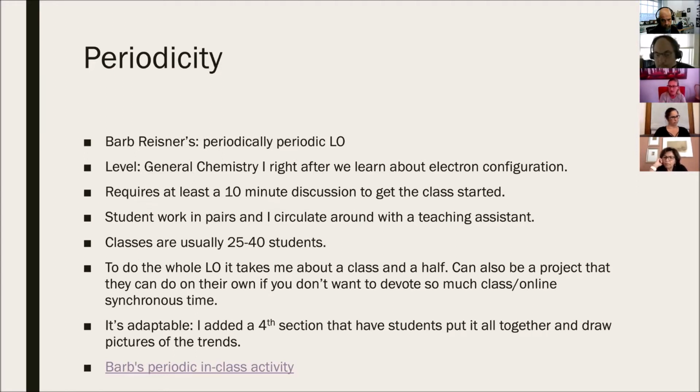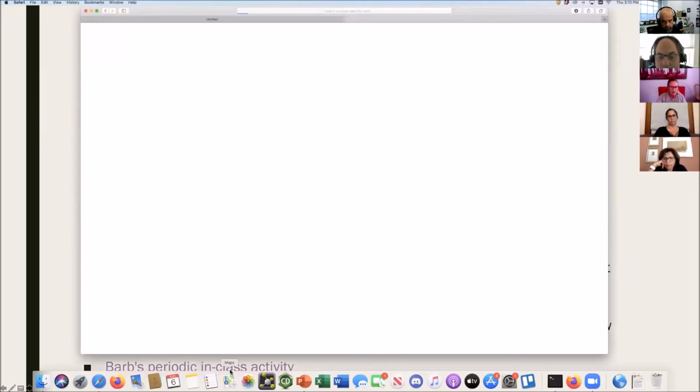You could do this a couple ways. You could have them finish it as a group work project, coming up with the rest of the worksheet at another time, or you could really devote a class and a half to it. It depends on how far into the periodic trends you want to go. Another thing about LOs is they're adaptable. If it's not exactly what you want to do, you can change it. I changed it a little bit. I added a fourth section of the periodic trends where the students essentially put it all together and draw the periodic trends for me.